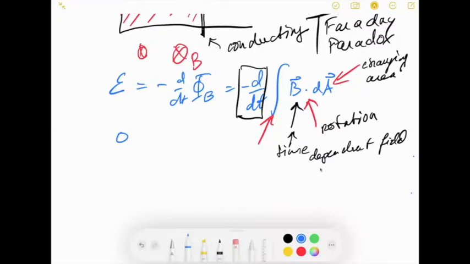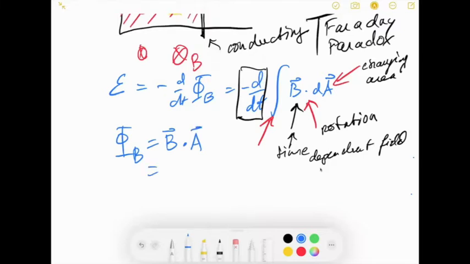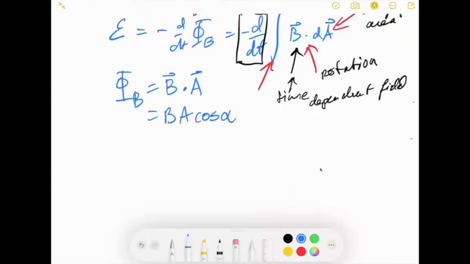Okay, so one way to see this is to say, well, the flux, even if you have a uniform field, is B times A, where we say A is that normal. So you can write this as B times A times the cosine of the angle between the B field and the A field. And then if you want to get a time derivative, it could be B, it could be A, and it could be the alpha that changes.